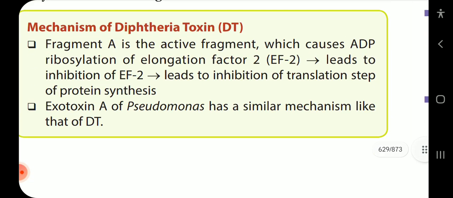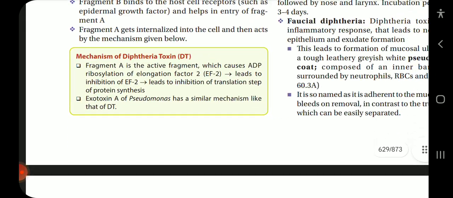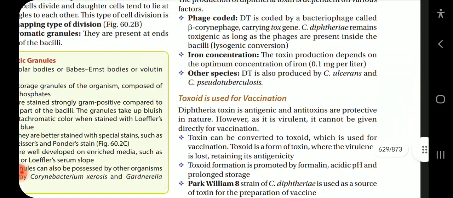Mechanism of diphtheria toxin, DT. Fragment A is the active fragment which causes ADP ribosylation of elongation factor 2, EF2. It leads to inhibition of EF2, which leads to inhibition of the translation step of protein synthesis. Exotoxin A of Pseudomonas has a similar mechanism to that of DT.